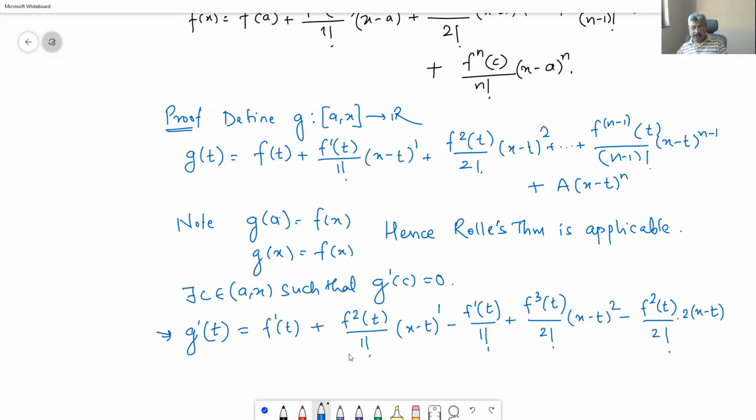Do you see there is a cancellation, this term is produced here. This term is getting cancelled here. So now this term is surviving, which will get cancelled later on.